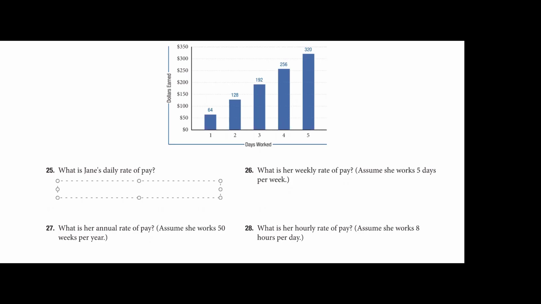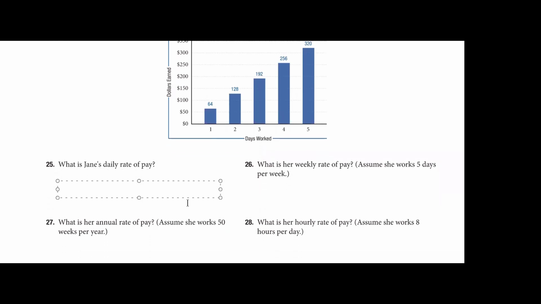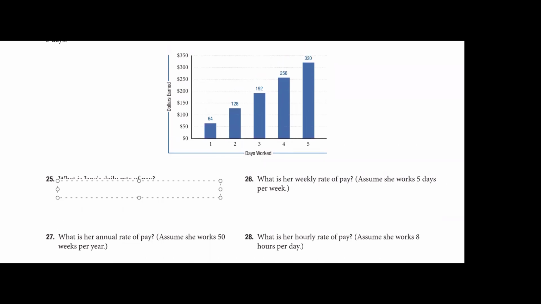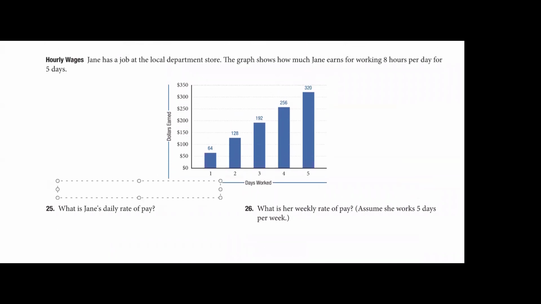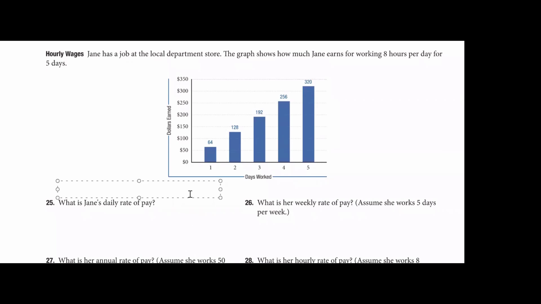So what is Jane's daily rate of pay? We'll look at the graph here. And this is Jane's job. How much does she get paid if she works one day? $64. Nice. If she works 2 days, how much did she get paid?